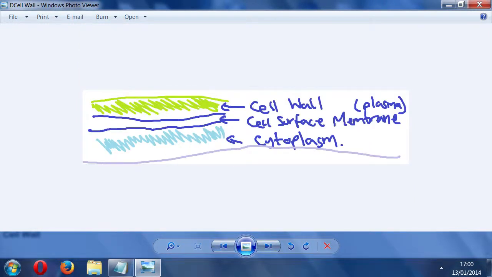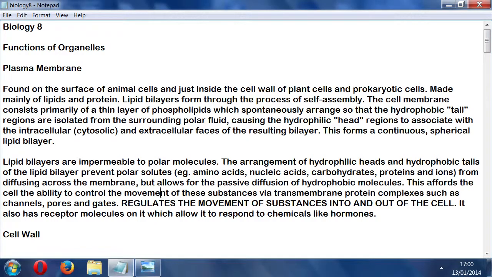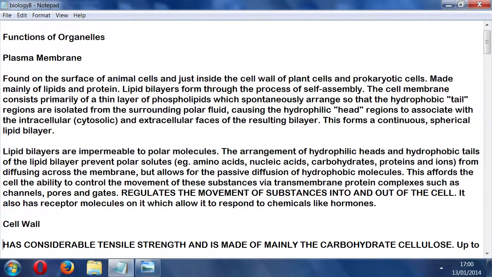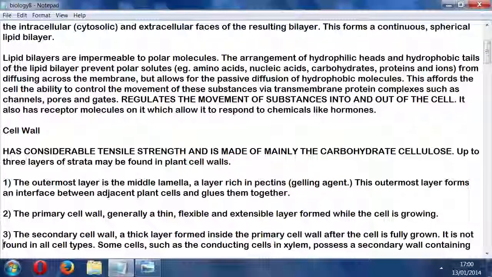Yes, we're going to be on the cell wall next. And the advantage is that I won't actually spoil pictures, because it will just be my pictures. Next one, the cell wall.